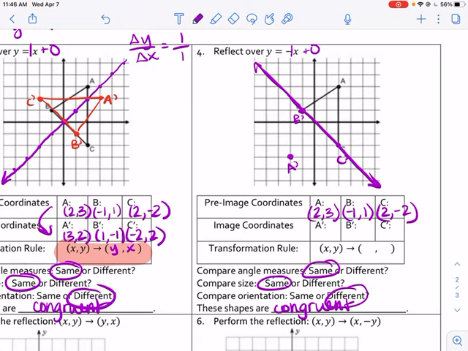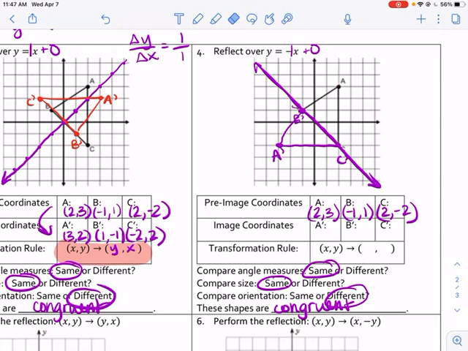Let's see if I did it correctly. That doesn't look right to me. Okay, I think I did my A prime incorrectly. So actually it's going to be right there. It's going to be 3 and 2 the opposite way. Oh, that looks so much better. Yeah, that looks way better. Doesn't that look like a mirror reflection? Okay, so this one is hard to do. These two are really hard to do on your own.